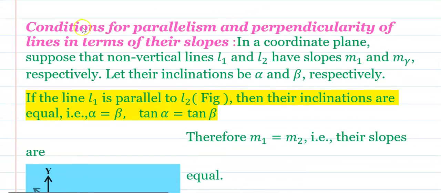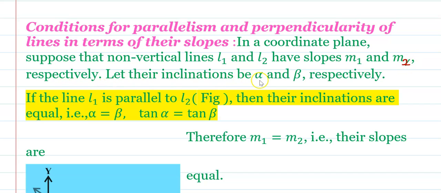Now the next topic: conditions for parallelism and perpendicularity of lines in terms of their slopes. When do we say that two lines are parallel, and when do we say that they are perpendicular? What is the condition when the lines are parallel, and what is the condition when the lines are perpendicular to each other? In a coordinate plane, suppose that non-vertical lines L1 and L2 have slopes m1 and m2 respectively.